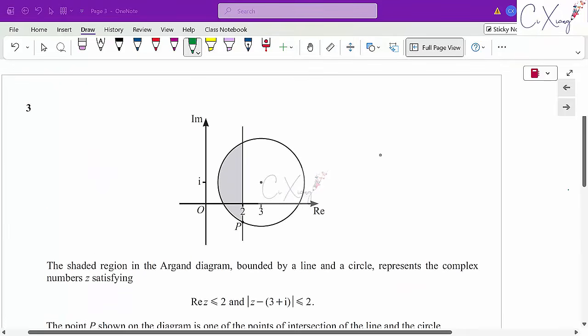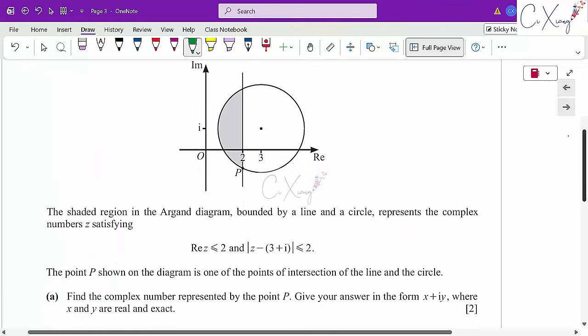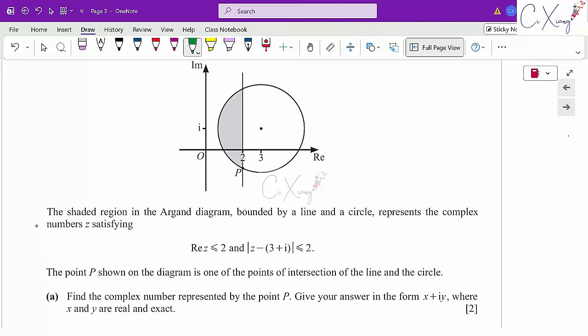Alright, so question number 3. You are given a diagram. Then they tell us that the shaded region in the diagram bounded by a line and a circle represent the complex number z satisfying these two complex numbers of the locus.